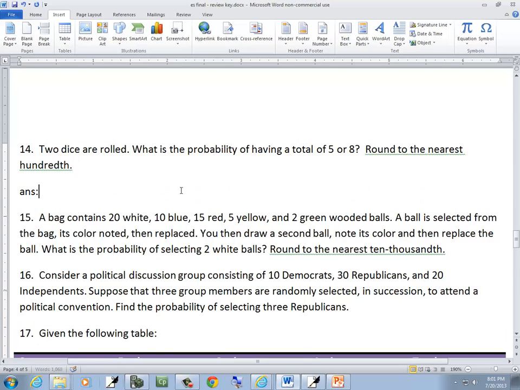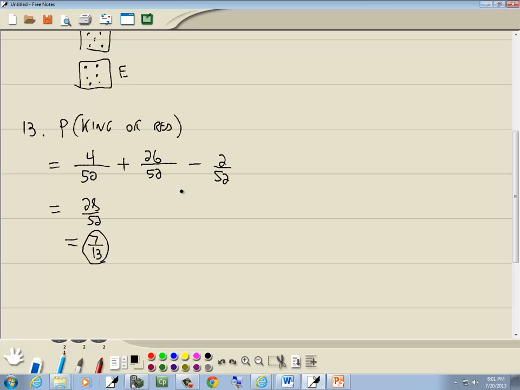Number 14. 2 dice are rolled. What's the probability of having a total of 5 or 8? There's 36 possibilities total. If I start listing them, here's 1, 2.